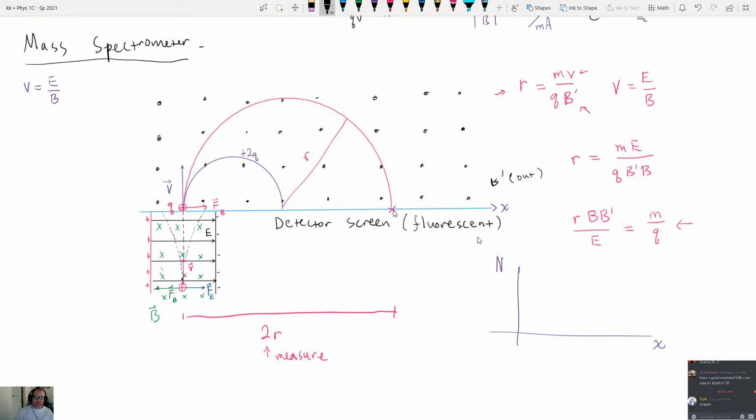Now, one thing I left out of this, of course, is that all the particles I'm describing here are positive, but if you have negative particles, they're going to go off in the other direction, right? Because they're going to feel the force flip to the left because they're negative, right?